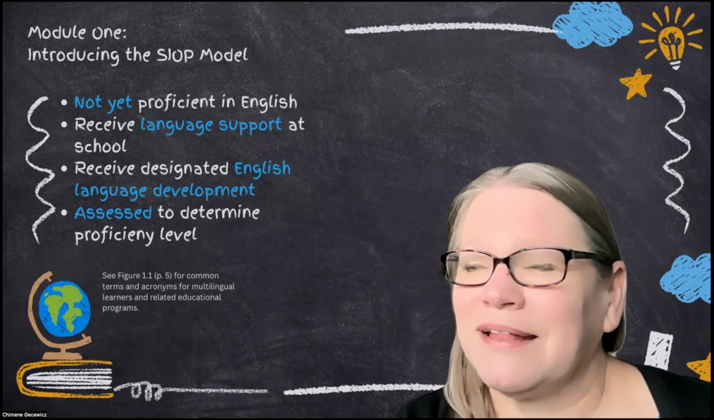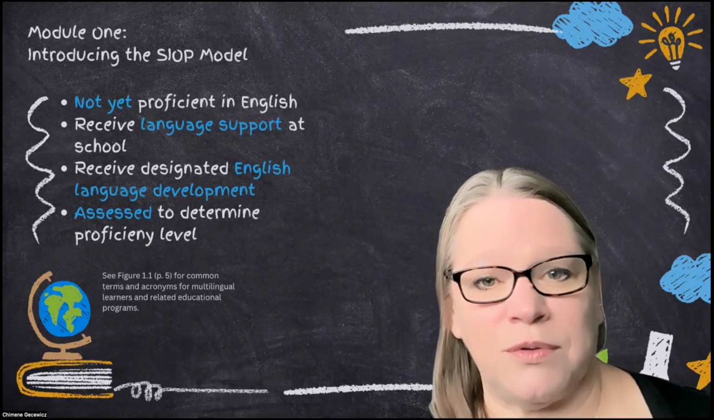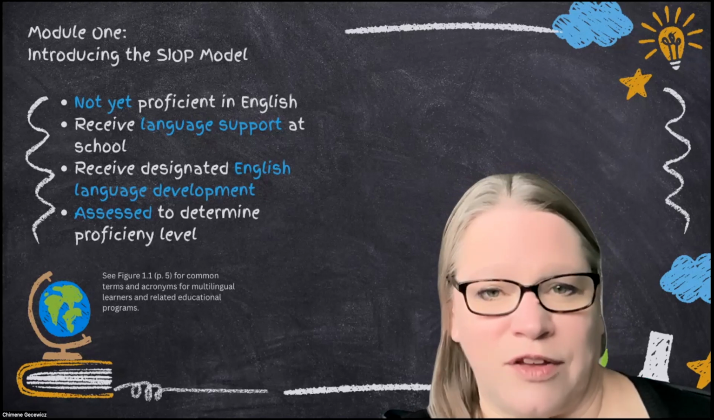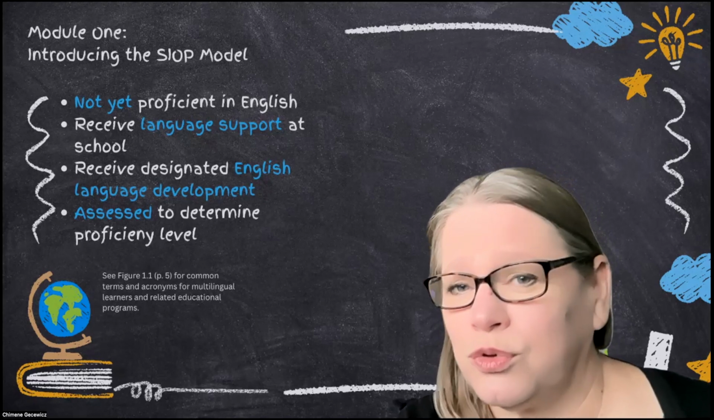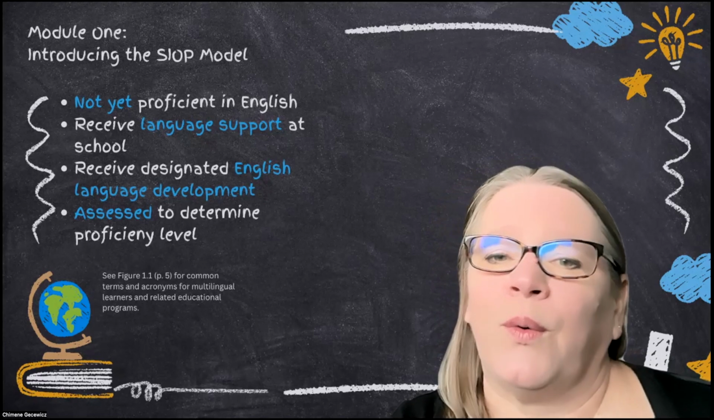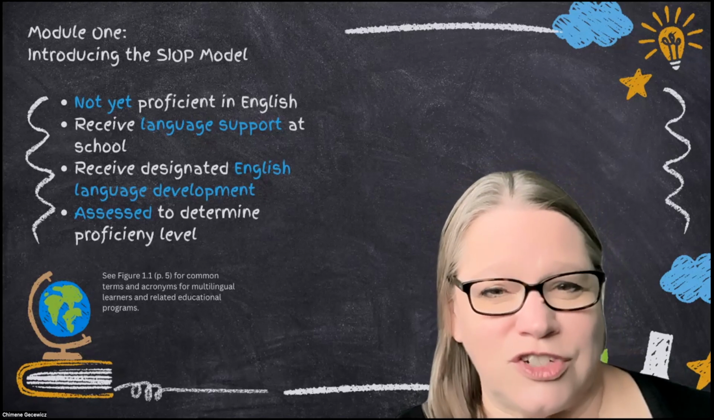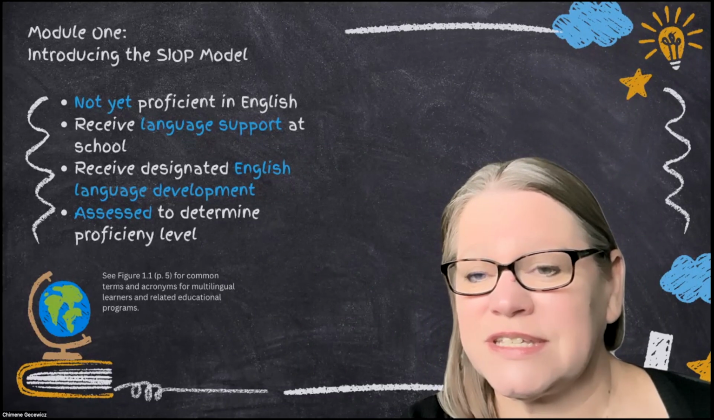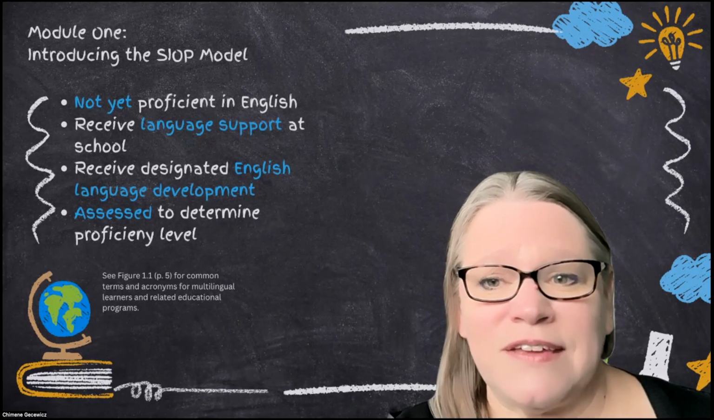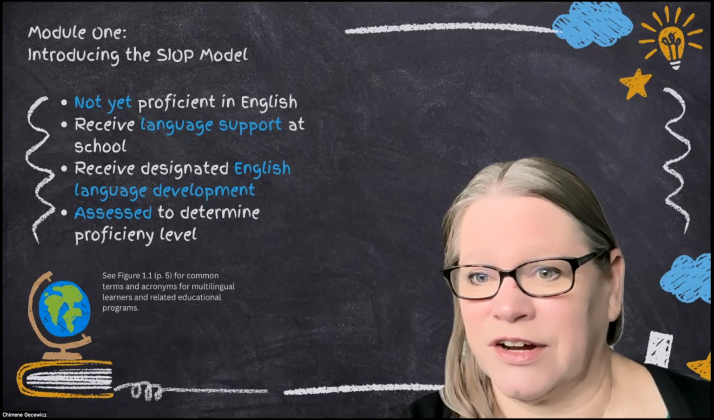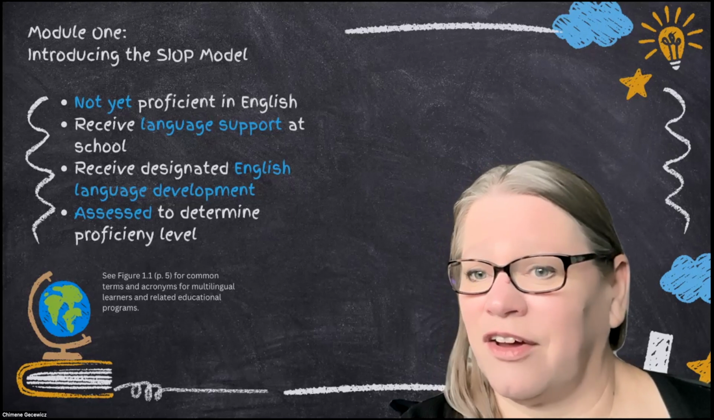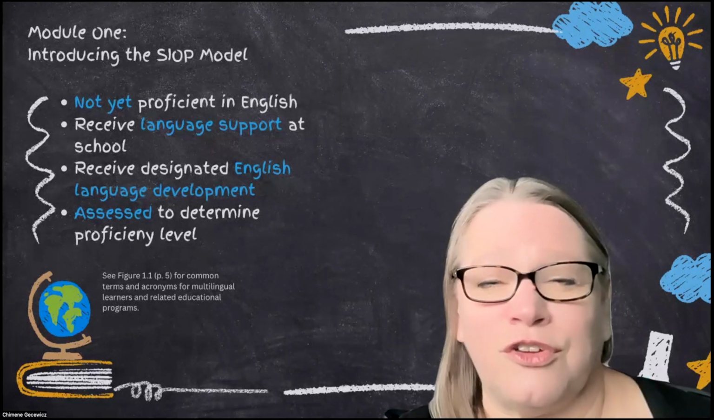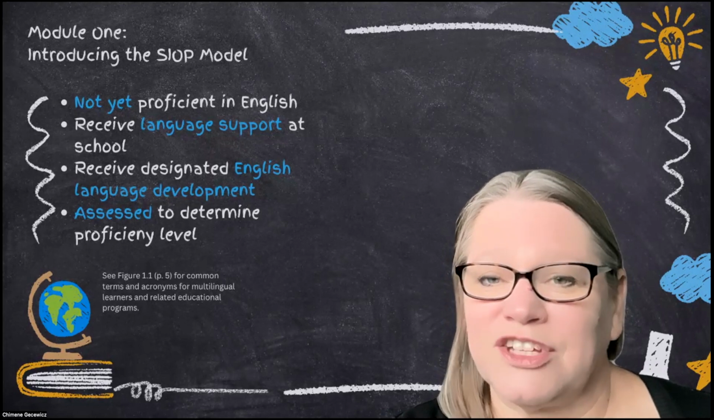And typically, these are students who are going to be receiving language support through programs like bilingual education, a dual language program, or English medium instruction classes. They take assessments to monitor their English proficiency, and they may be receiving accommodations in their content classes and on state tests. There are many different terms that are used to refer to this population.